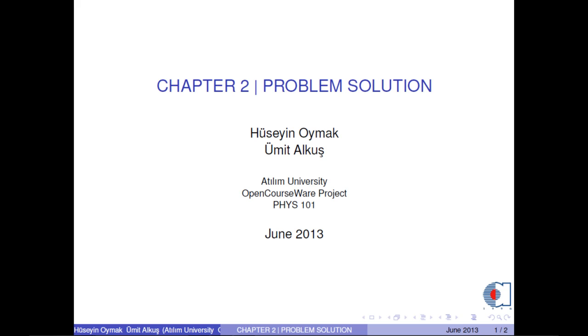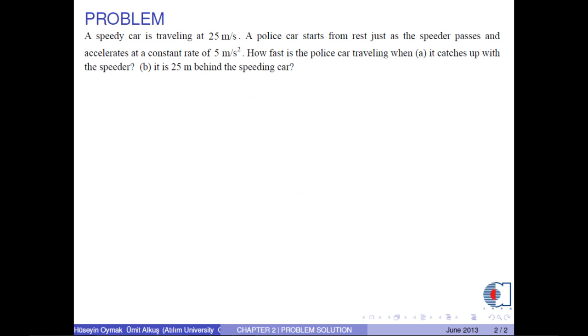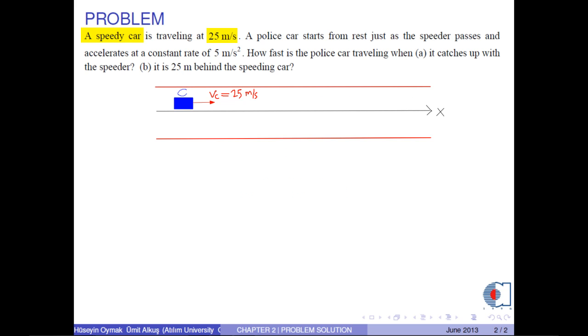In this video, we will solve one problem in Chapter 2. A speedy car is traveling at 25 meters per second. A police car starts from rest just as a speeder passes and accelerates at a constant rate of 5 meters per second squared.